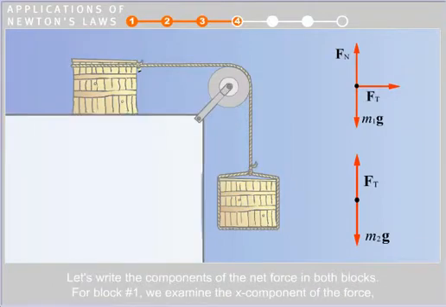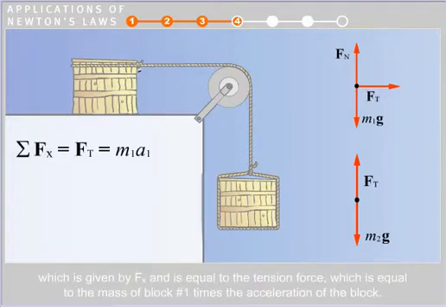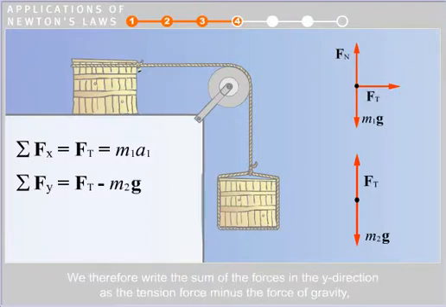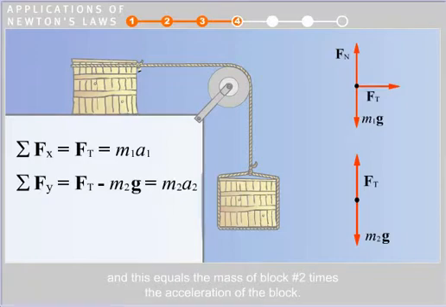Let's write the components of the net force for both blocks. For block number 1, we examine the x component of the force, which is given by Fx and is equal to the tension force, which is equal to the mass of block number 1 times the acceleration of the block. For block number 2, we have forces in the y direction only. These are gravity and the tension force. We therefore write the sum of the forces in the y direction as the tension force minus the force of gravity, and this equals the mass of block number 2 times the acceleration of the block.